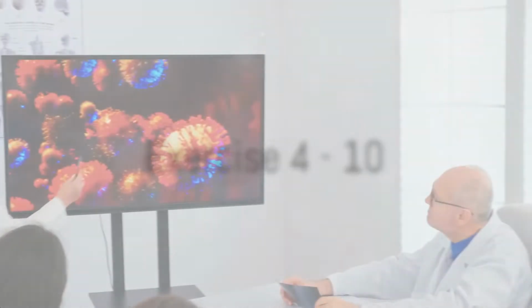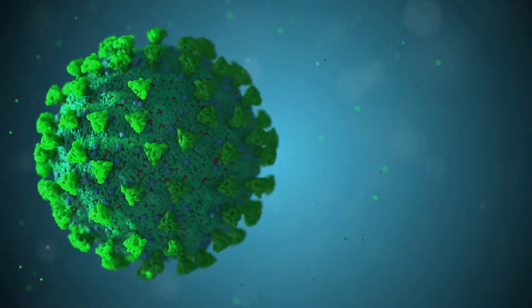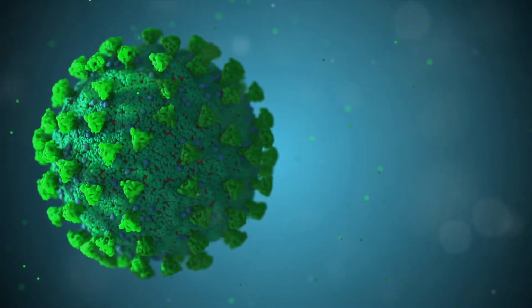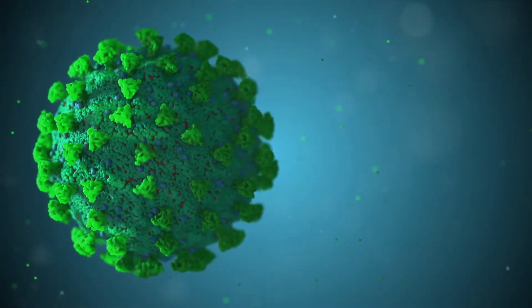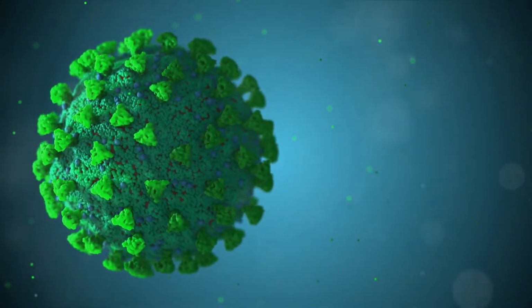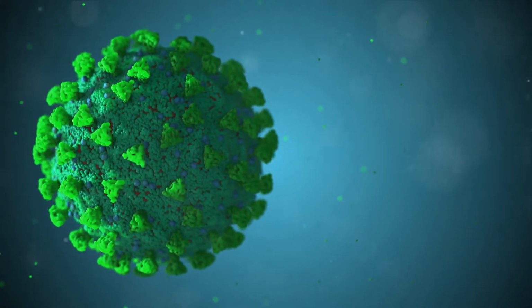The remaining exercises take us through a variety of other scenarios. Exercise 4 presents a simulation of virus spread within a car. This exercise particularly emphasizes the role of air conditioning systems and how they can both help and hinder virus transmission.